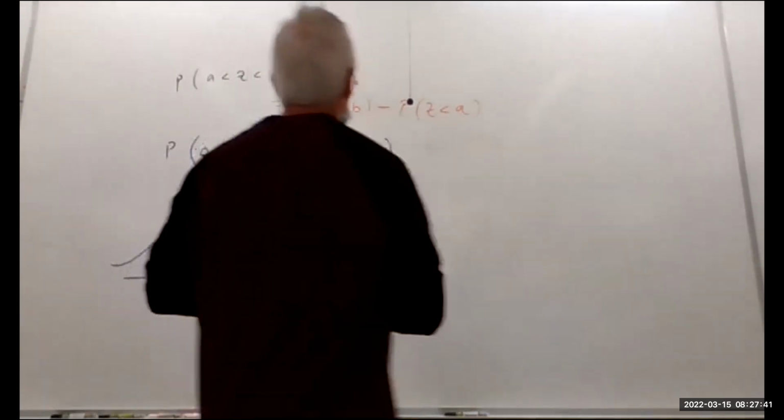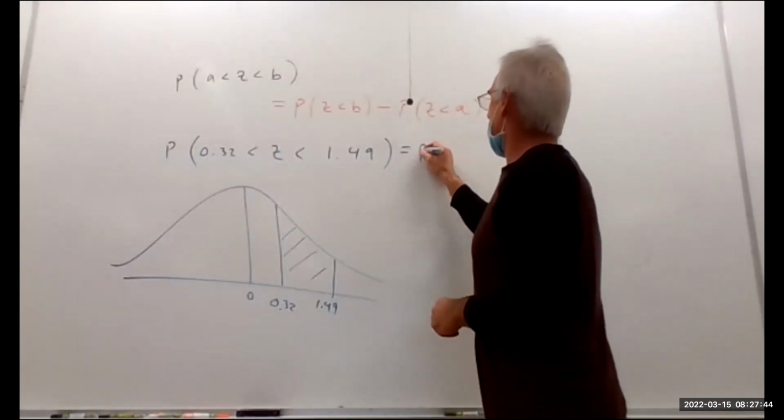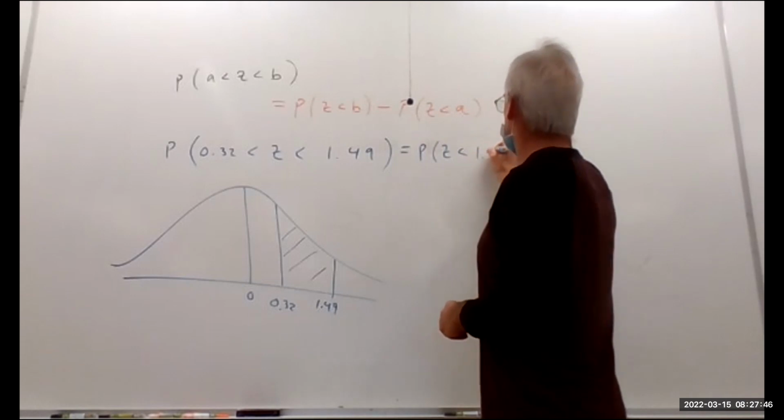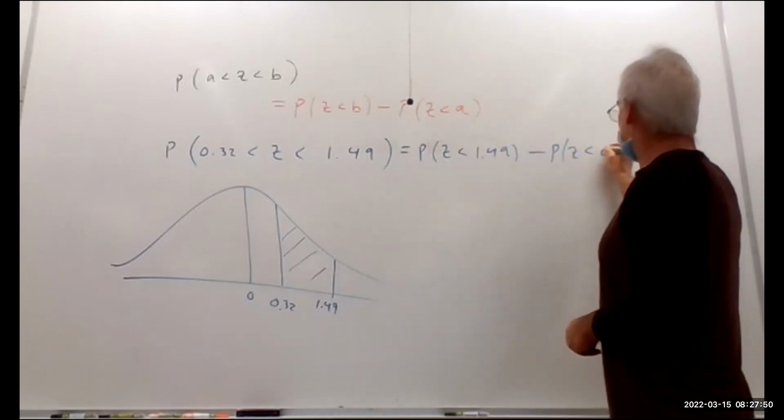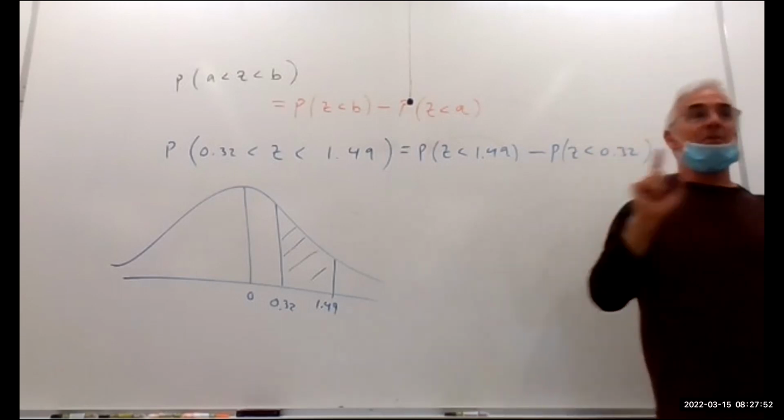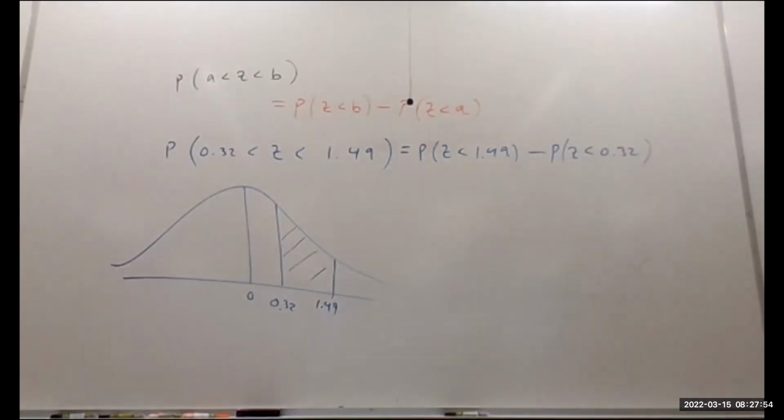So what are we going to do? We're going to say the answer is the probability Z is less than 1.49 minus the probability that Z is less than 0.32. And those numbers I just simply look up. So let's look those numbers up.